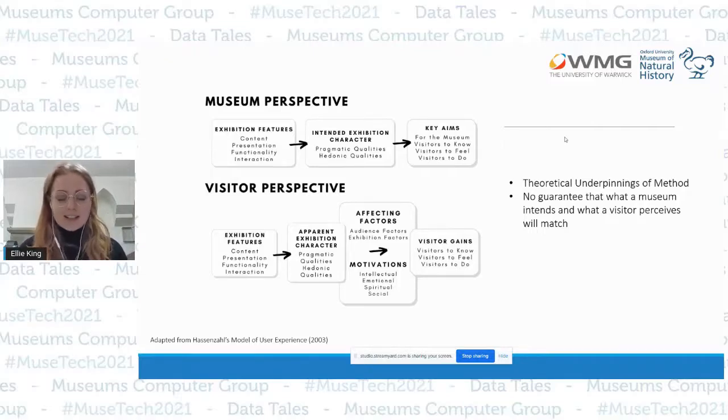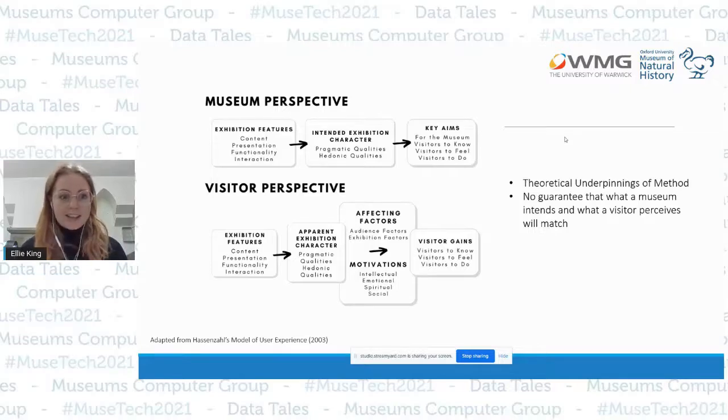I'm not going to go into this now, but essentially the key point is that there's no guarantee that what the museum presents will be interpreted by visitors exactly as the museum wishes, due to various different audience factors, their motivations for visiting, their prior knowledge, experiences, all of those different things. But using this evaluation method, it's all about being based on understanding visitors and bringing those two perspectives closer together so that there is a higher chance of what the museum wants to put out being received by visitors in that correct and successful way.